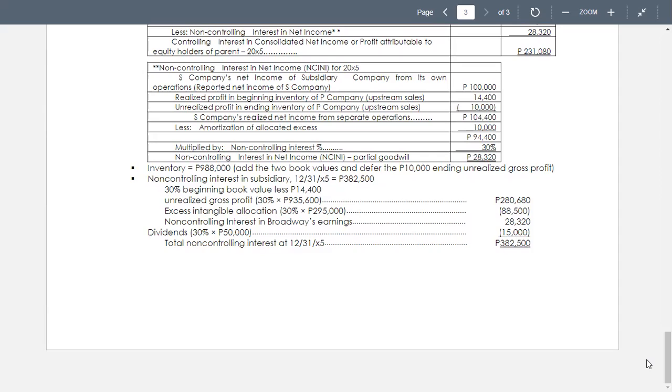Okay, for the consolidated totals that we have to determine, the inventory now, we are going to add the two amounts. We have the two amounts of 400,000 and 200,000, but we have to deduct the unrealized gross profit. So we have 600,000 minus 8,000. The difference is 592,000.